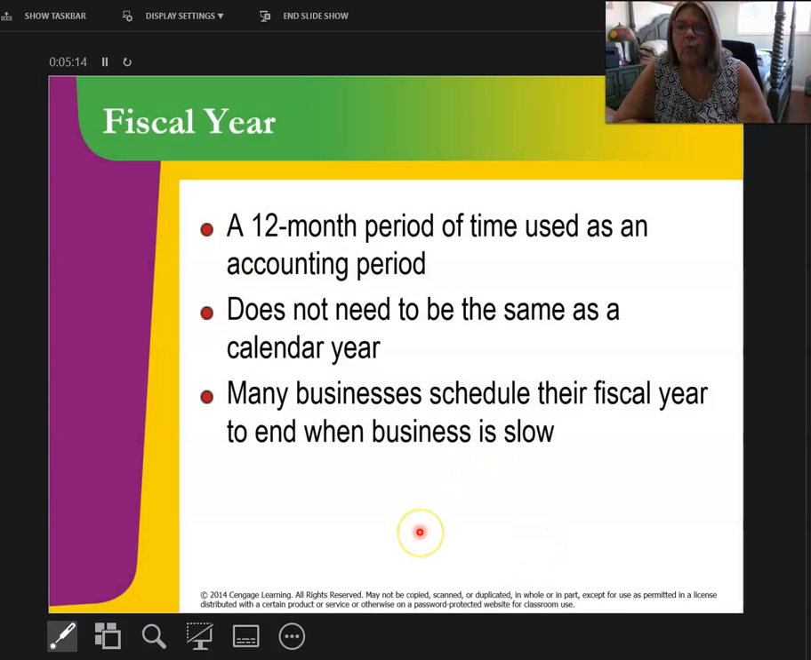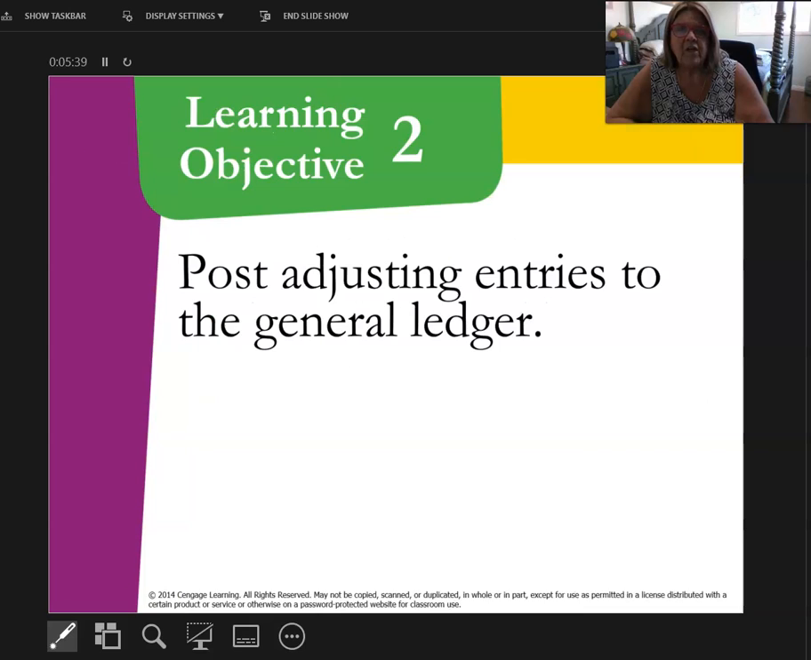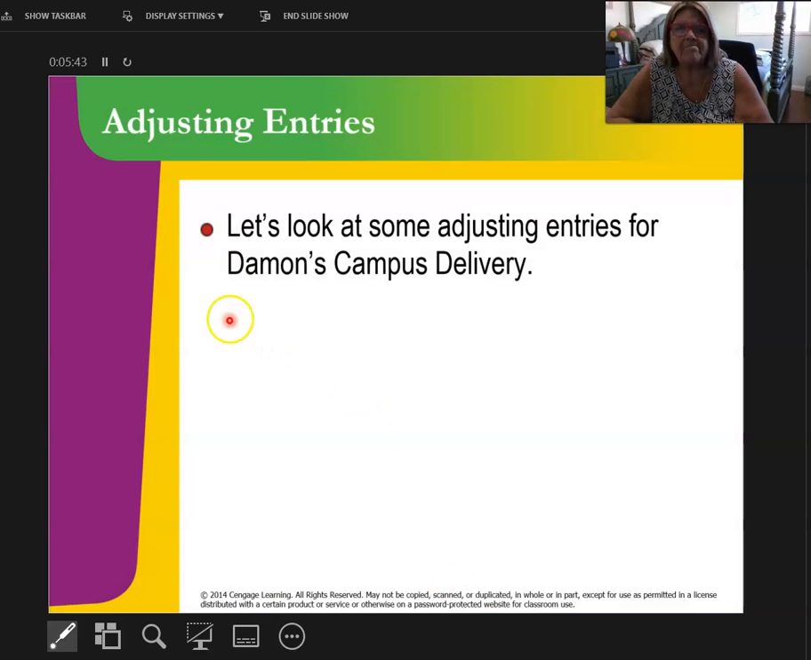Now, in accounting, we talk about fiscal year. This is usually a 12-month period of time. It doesn't have to be a calendar year, but often it very well is. At the end of my fiscal year, I'm going to do some adjustments to my accounts. So fiscal year is nothing more than the period of time used for an accounting period. Again, it's usually 12 months, and it is usually a calendar year.